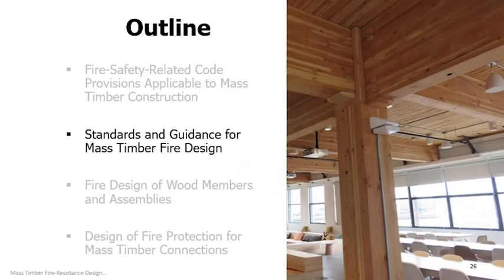All right, well, we just took a brief look at the fire safety related code provisions for mass timber construction, especially those relating to fire resistance rating requirements. Now let's review the code reference standards and other design guidance available for the purpose of demonstrating compliance with these code requirements. We'll talk about available resources, how they're referenced in the code, and what types of guidance they provide.